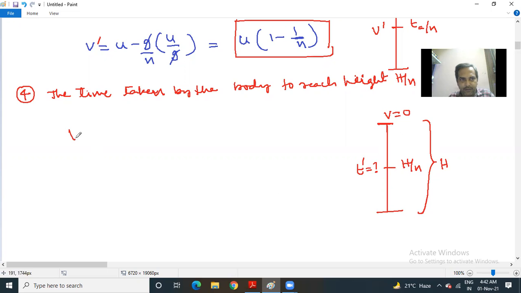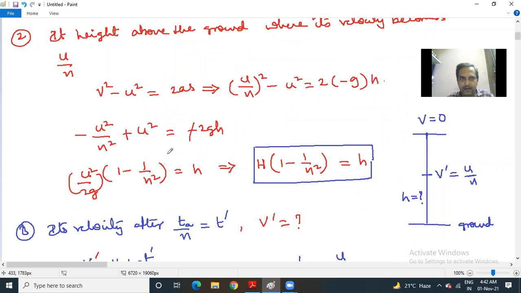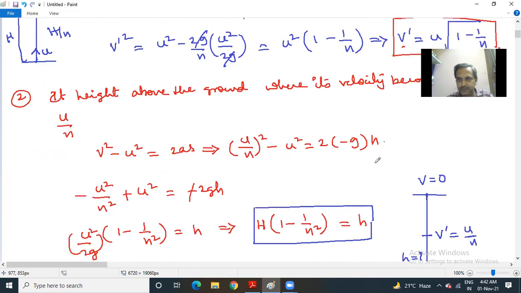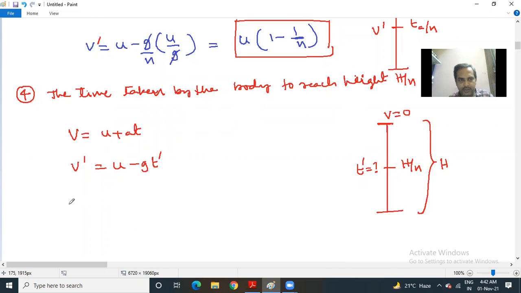So make use of v equal to u plus at. Since moving under gravity, v dash you call it. We got the expression of v dash in the previous cases. We make use of that. u moving under gravity g, so we are looking for g t dash. What did you get here? Velocity in the first bit, v dash is equal to, after h by n, it possesses velocity v dash. So you substitute that here. So that is u of 1 minus 1 by n, within the root, is equal to u minus g t dash.